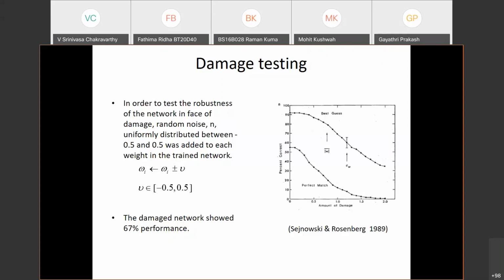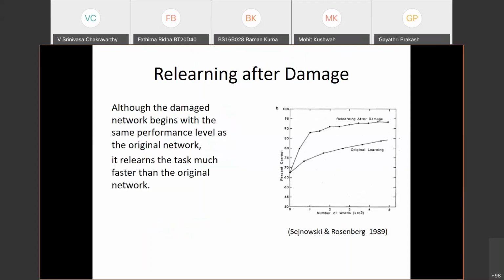So they added noise to weights of amplitude between minus 0.5 and 0.5. And they found that, even with such strong damage, the network showed 7% accuracy. But what is interesting is when you damage a network up to a point where its performance is 67%, which is what you see here, right?